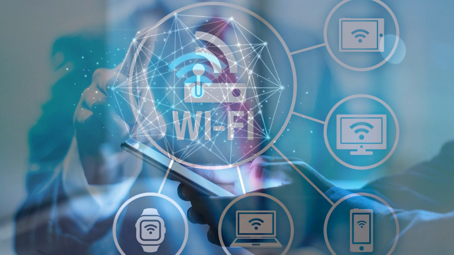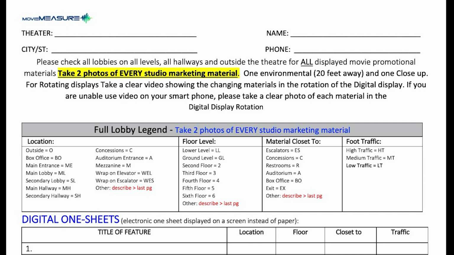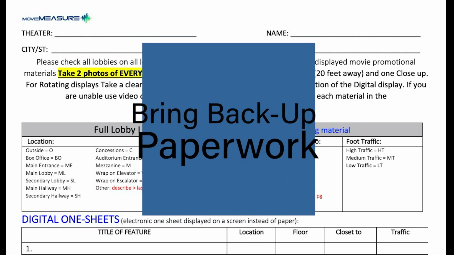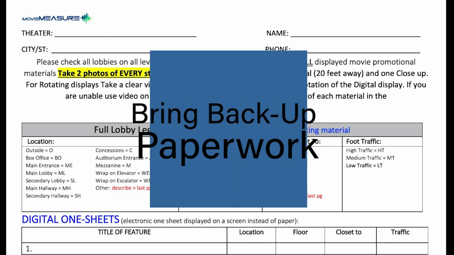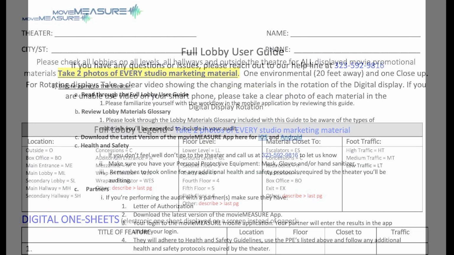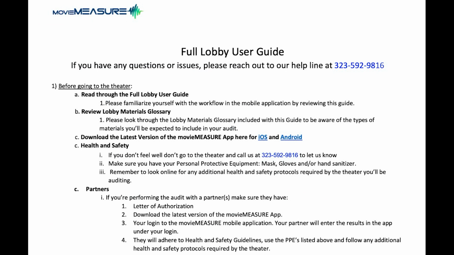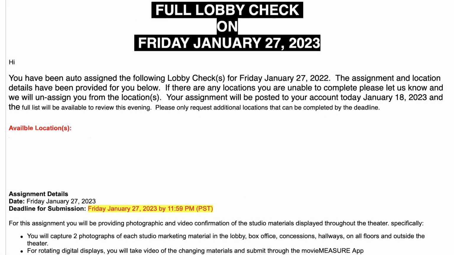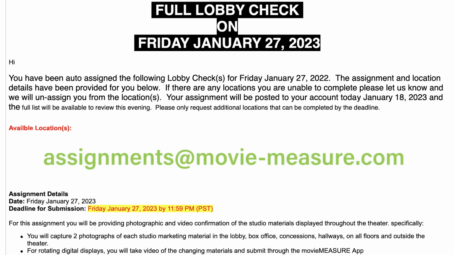Because many theaters do not have reliable Wi-Fi service throughout the building, it's important to be prepared to use your backup paperwork or some kind of note-taking app in your smartphone for listing the material types, movie titles, and material locations in your theater. Prior to starting your lobby check, you should review your full lobby user guide. Here you can find more detailed instructions on using the app when conducting your audit.